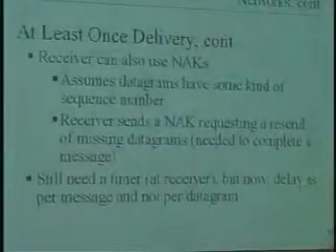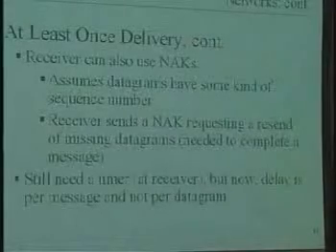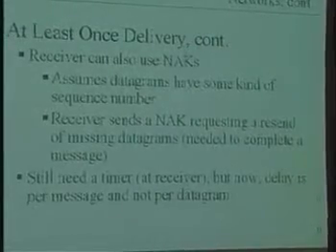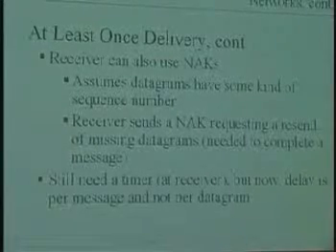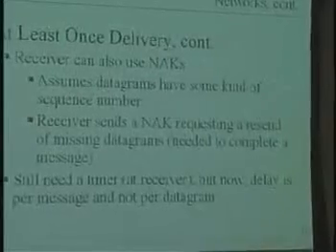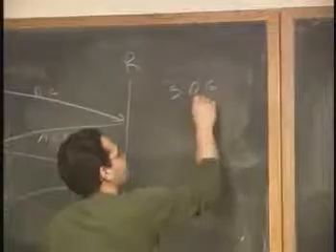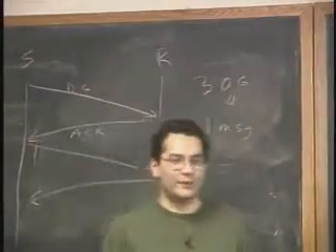So another way to do this is to have the receiver use what are called negative acknowledgements. Now, in this case, each datagram has to have some kind of sequence number, so you know whether you have all the datagrams in a message or not. Now, imagine that you're the receiver and you receive 2 of them.